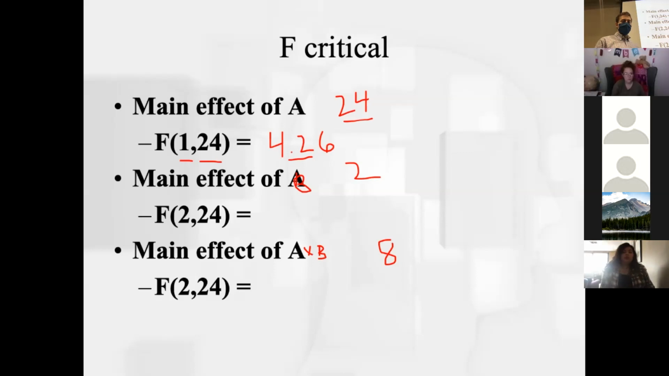So now on to factor B. This time we have 2 degrees of freedom in the numerator and 24 still in the denominator. So we go down to that cell, and that says at the 0.05 level, our F critical is 3.40.